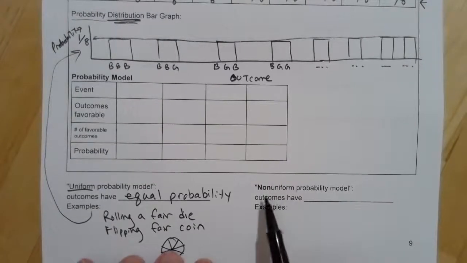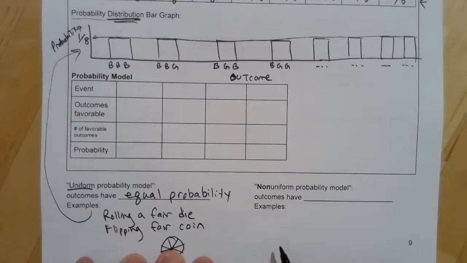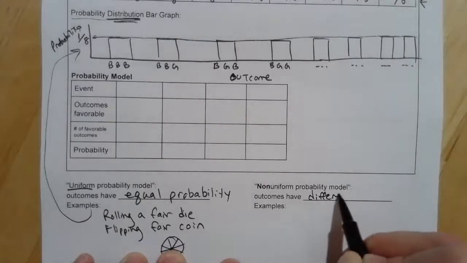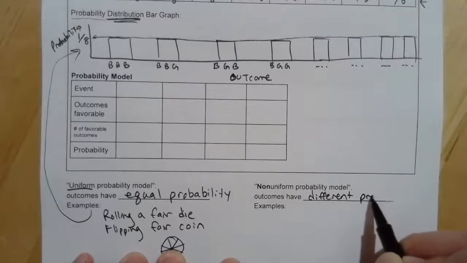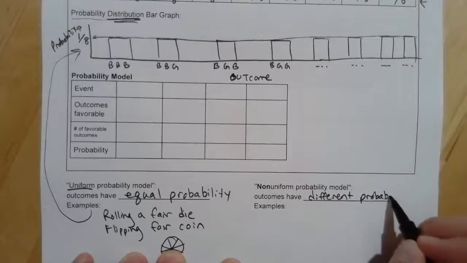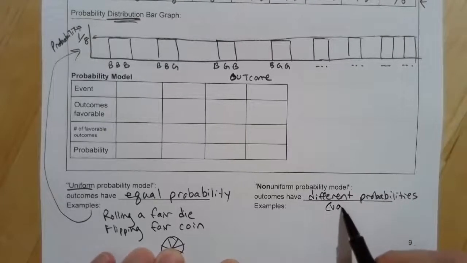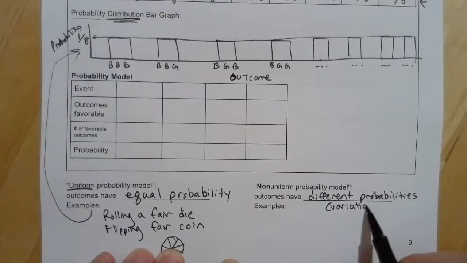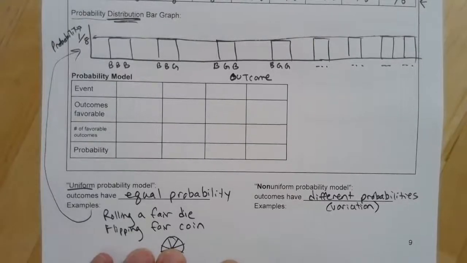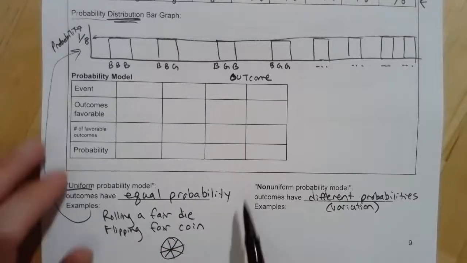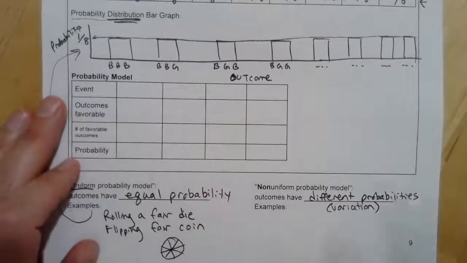Now, there's also something called the non-uniform probability model where the outcomes have different probabilities. Makes sense, right? Probably would have guessed that. Or another way to say that is that there's variation in their probabilities. They're not all the same. They're not uniform. There's a lot of examples of this in real life, but we're going to look at one modification up here.